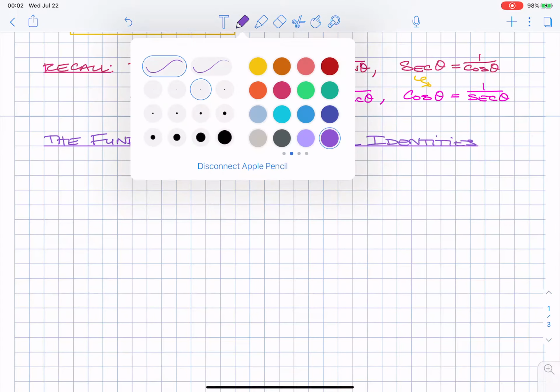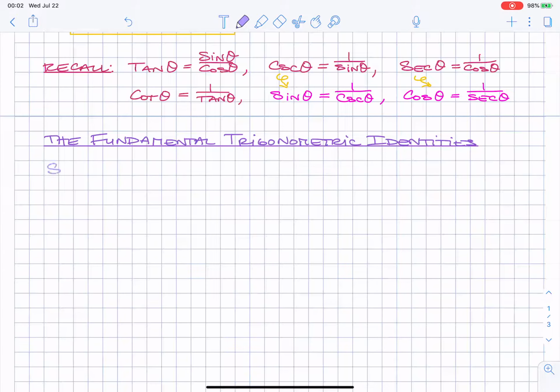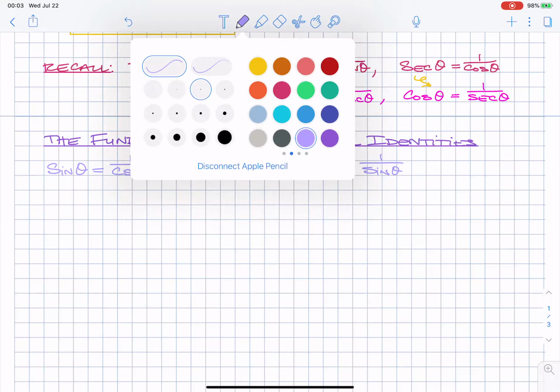Okay, so what did I say? I said that sine of theta can be thought of as the reciprocal, or 1 over, cosecant of theta, CSC. Similarly, cosecant of theta can be thought of as the reciprocal to sine, 1 over sine of theta. They are one another's reciprocals. So it goes both ways.